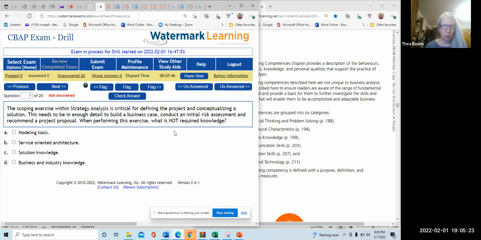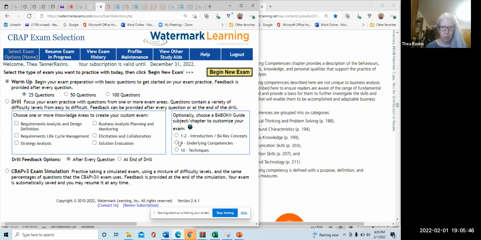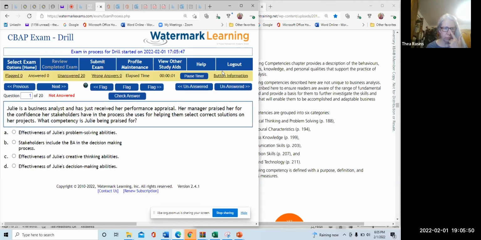Okay, so we're going to say what is not required knowledge when performing this exercise. The scoping exercise within strategy analysis is critical for defining the project and conceptualizing a solution. Does this look like underlying competencies? This looks like solution. Let me go back. Select exam, underlying competencies. Let's do it again.